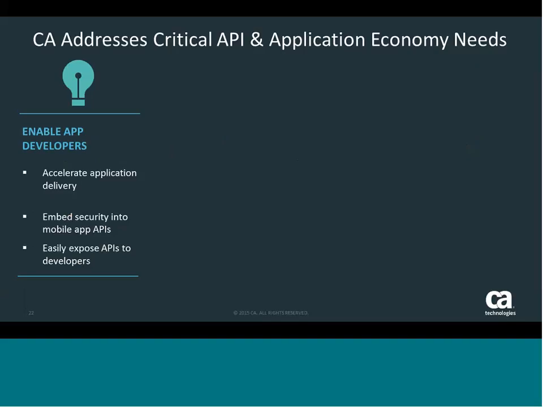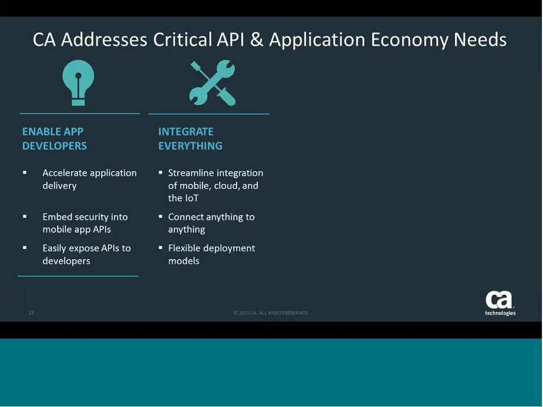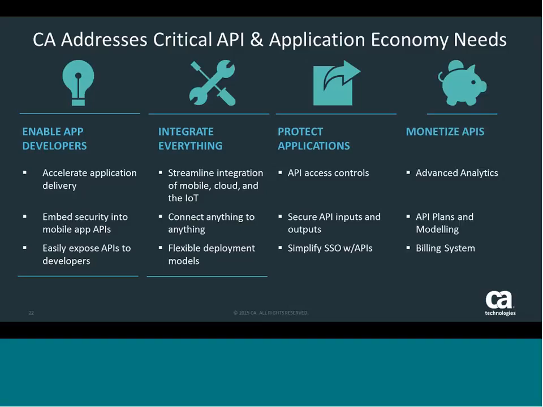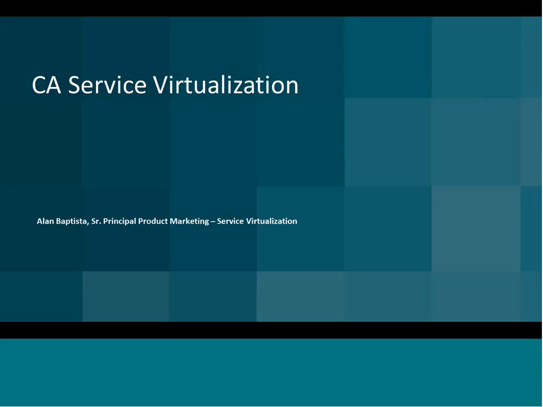So in summary, real quickly, I mentioned at the very beginning, CA addresses specific critical application economy needs, enabling app developers, accelerating app delivery, and embedding security. Huge for developers not to have to know this up front. Integrate anything to anything. That's a big deal when you're trying to deal with outside to inside the enterprise. Protecting applications end-to-end or any point in between. And finally, the ability to actually monetize your APIs and your corporate data, advanced analytics, great plans and modeling, and a complete billing system. And with that, I'll turn it back over to Alan.